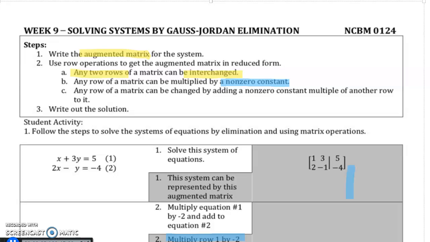And another thing, just to clarify, we need to multiply the whole row of a matrix. After we do that, we could add the non-zero constant multiple, the row that we get from this previous step, to another row to create a new row. I know this looks kind of confusing, but once we get to the examples, you will feel a little better about it.